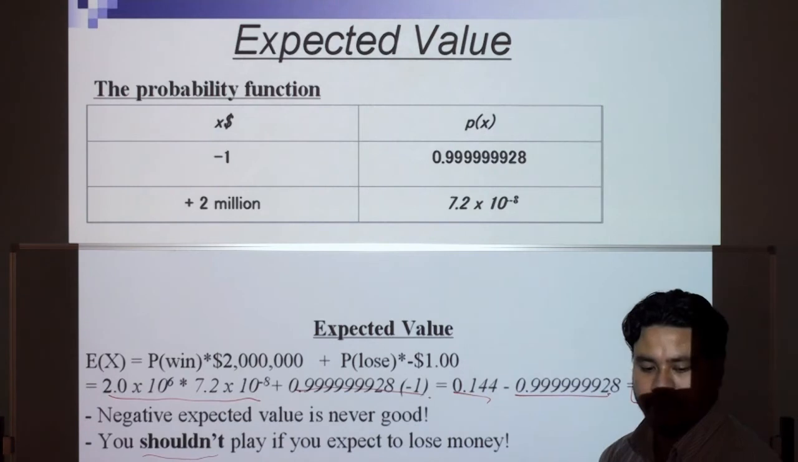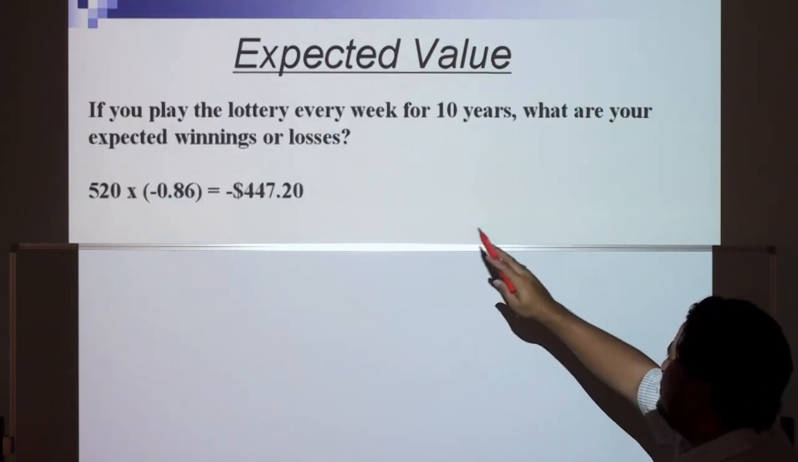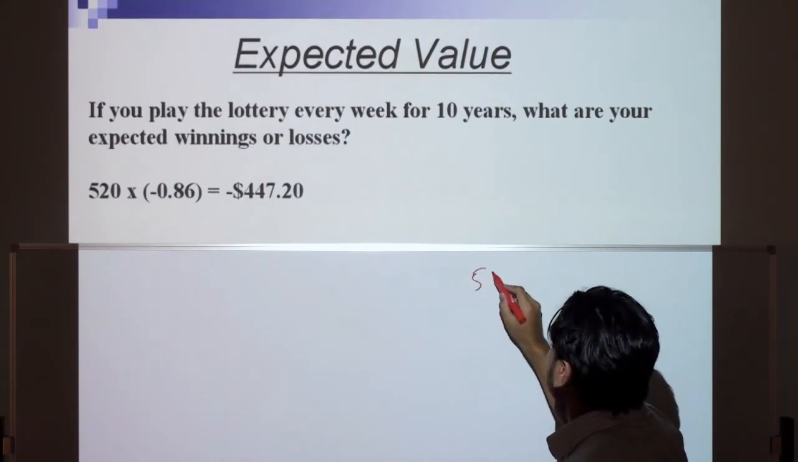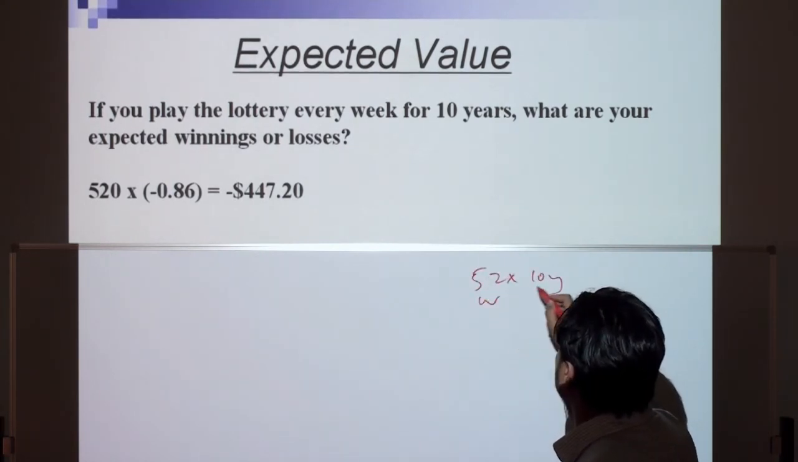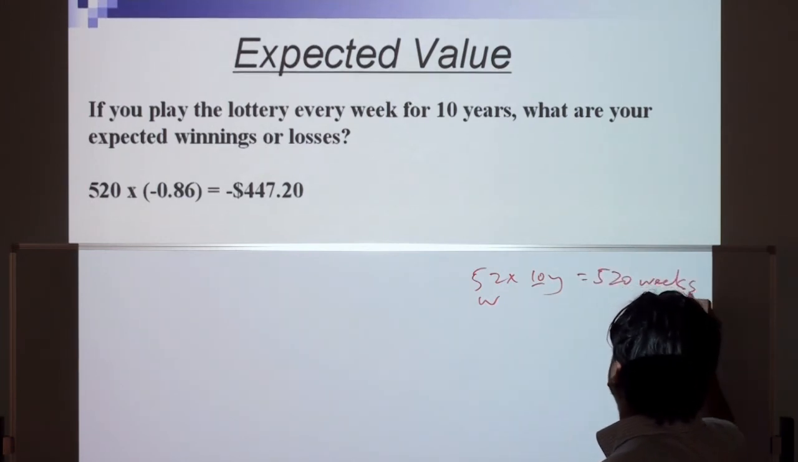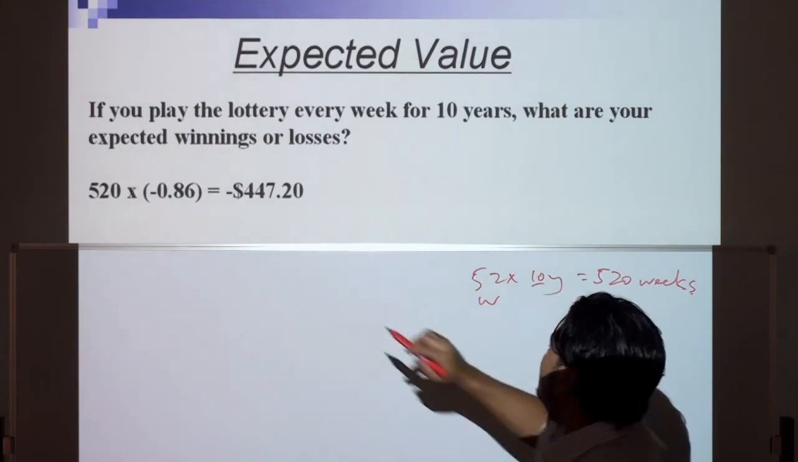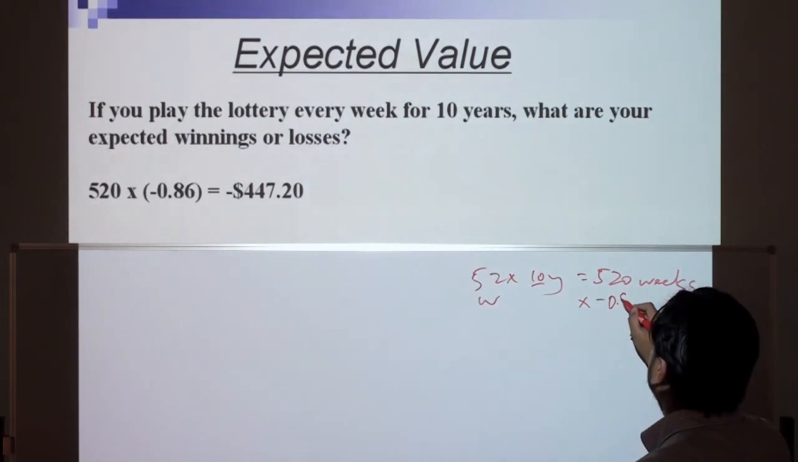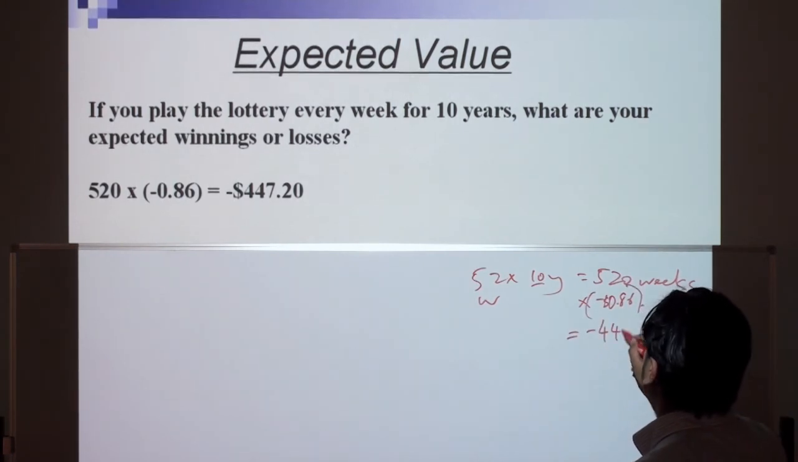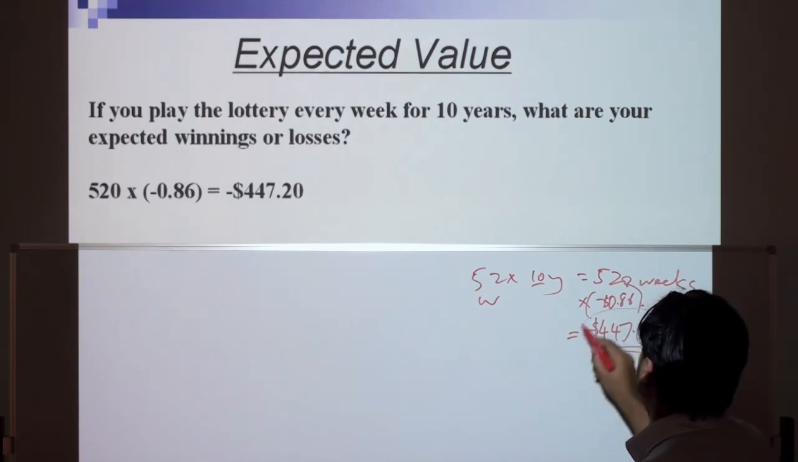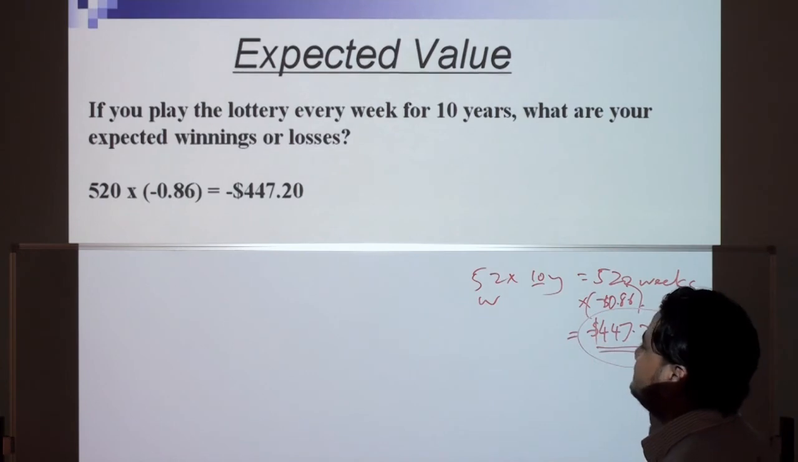Okay, let's move on. If you play the lottery every week for 10 years, that's 52 weeks times 10 years, equals 520 weeks. What are your expected winnings or losses? So 520 times your expected value, which is a loss of 86 cents, equals losing $447.20. That's a lot of money if you look at it over 10 years.